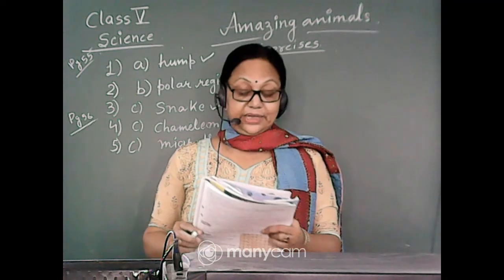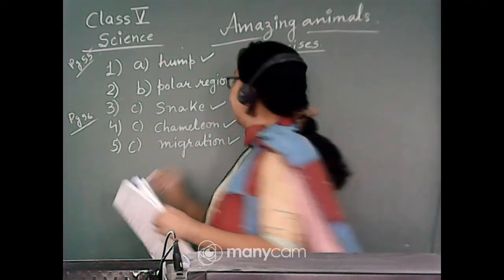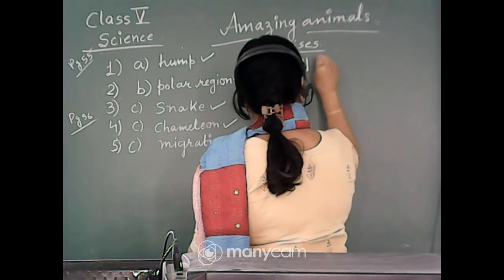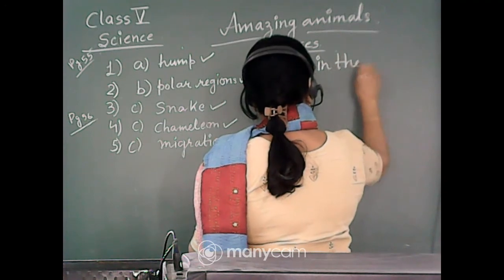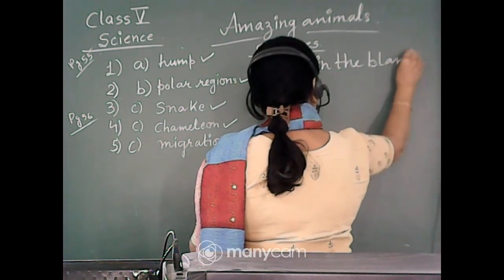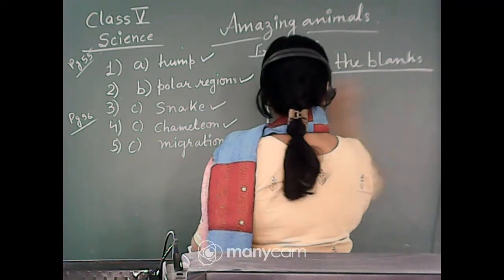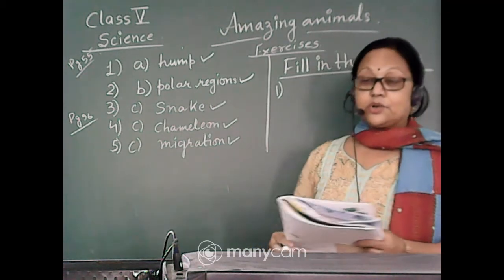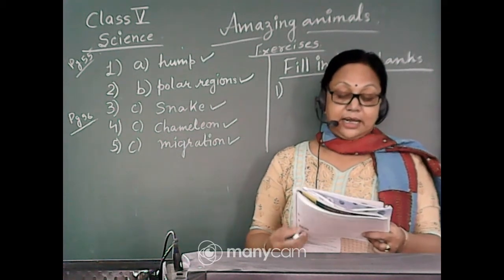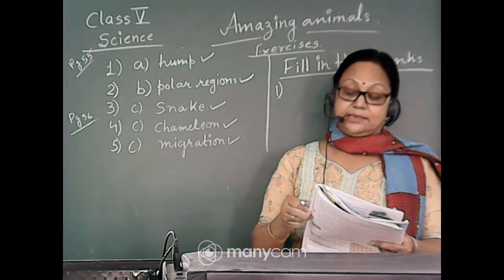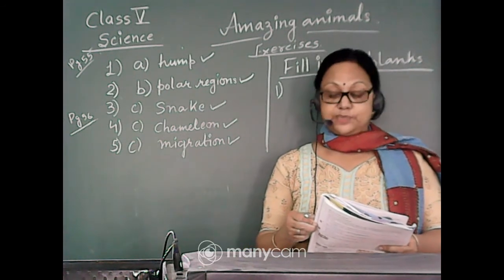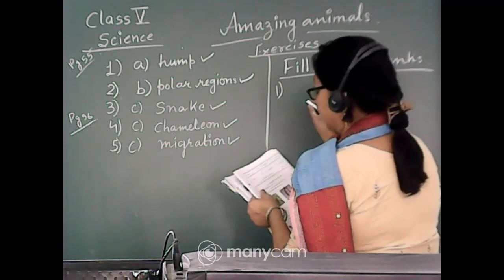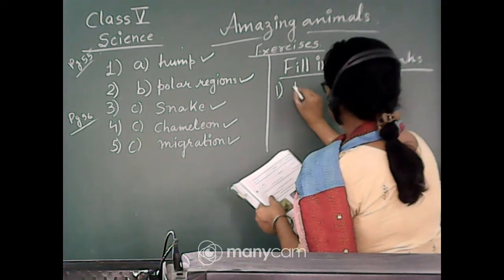Now next we will see fill in the blanks. Question 1 is: dash are hot and dry places. There are two options, polar regions and deserts. Naturally, deserts are the hot and dry places. So the first fill in the blank is deserts.